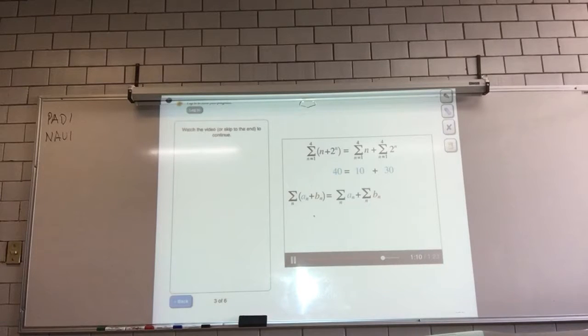So whenever you're adding terms inside the sigma notation, you can separate those terms into their own sums. What do you think is another way to write this sum when you're adding up the differences between the a terms and the b terms?